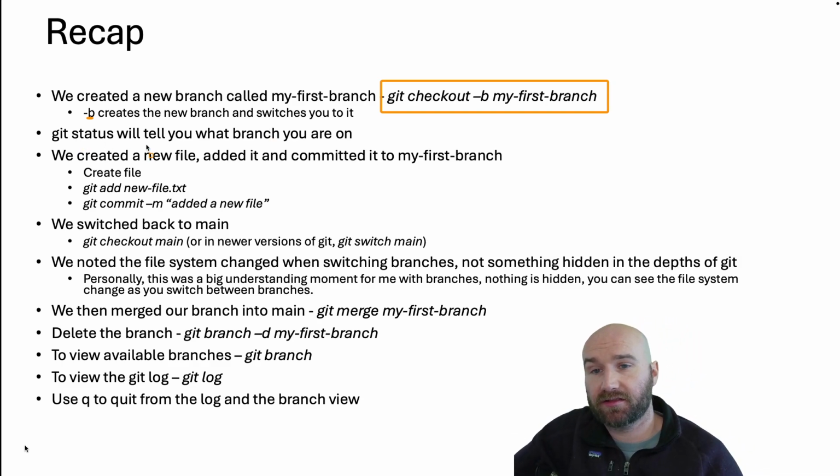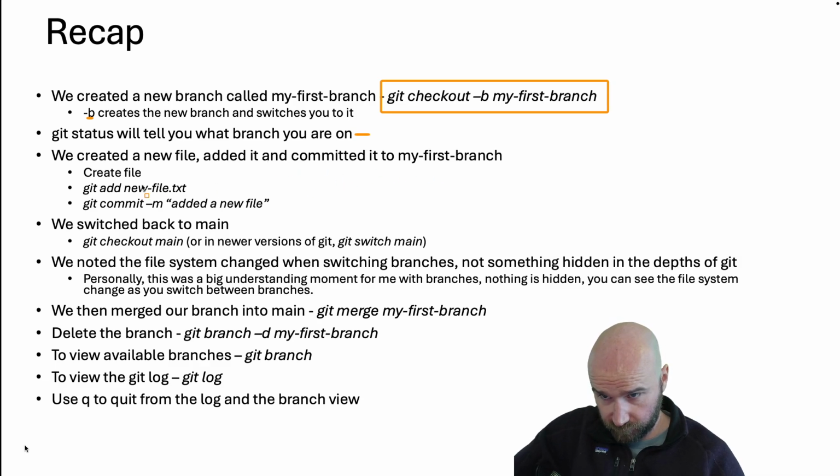So git status will tell you what branch you're on, our good friend. So we created a new file and added it and committed it to the first branch. Create file, git add, git commit. We switched back to main. We did git checkout main.